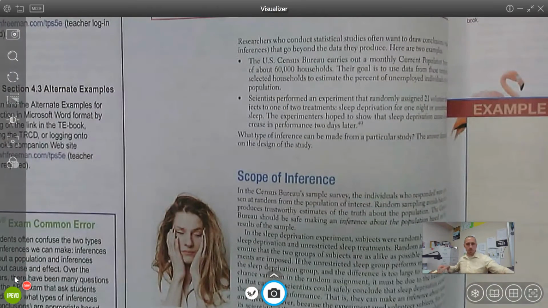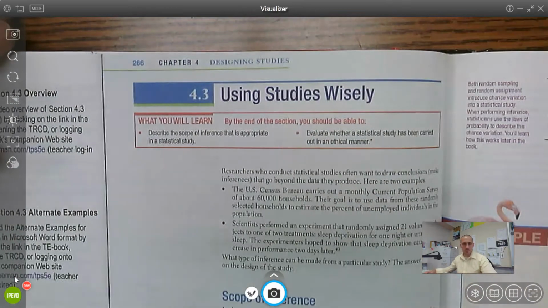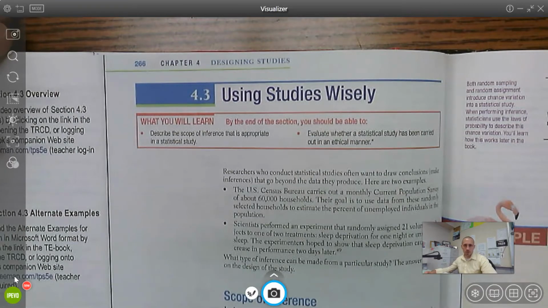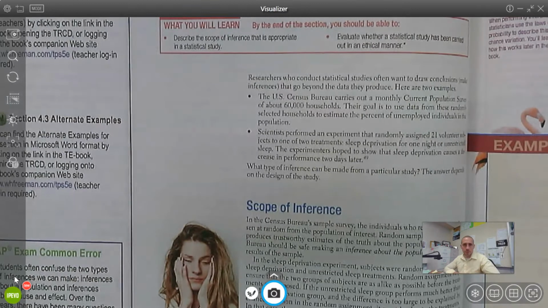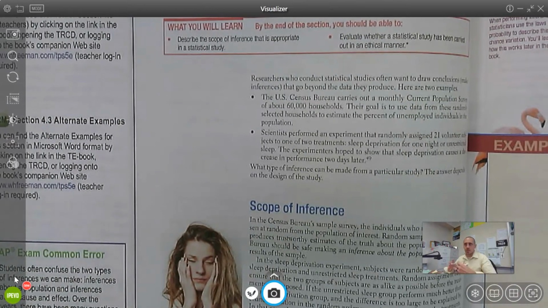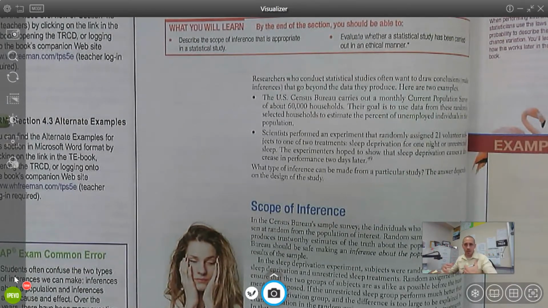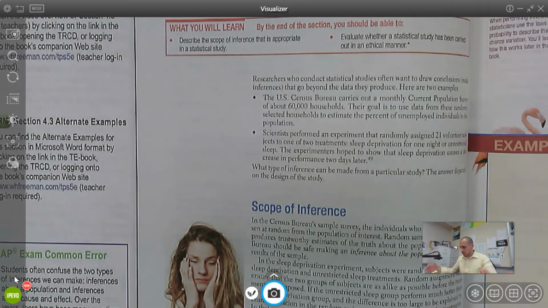Welcome, section 4.3. This is quick and to the point, not too much here, which is nice compared to the last two. So we're really going to be focusing on the scope of inference. What is the conclusion we can draw based on the study that we did? And this is pretty straightforward.